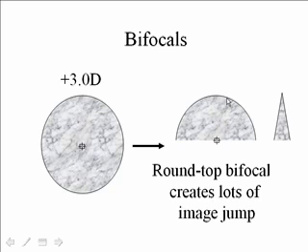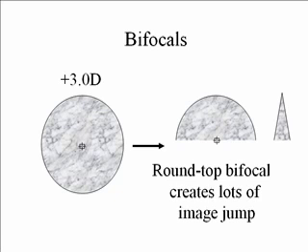Image jump, which occurs exclusively at the superior interface of the bifocal segment, is a result of the sudden introduction of prism at the top of the bifocal segment, the discontinuous introduction of prism right here. So the question is, how much prism is induced at the top of a round top bifocal segment?